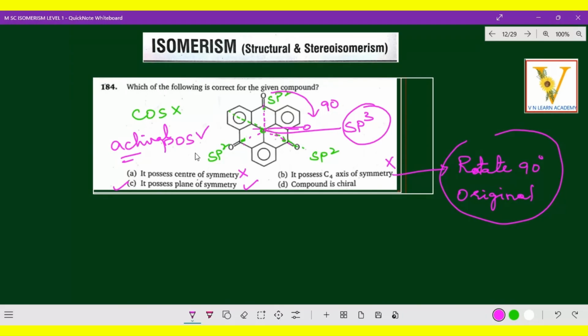So which is the correct option? The option is: it possesses a plane of symmetry and it is an achiral molecule. It is not a chiral molecule, right? Achiral means it is optically inactive, right? Come on, let's go to the next question.